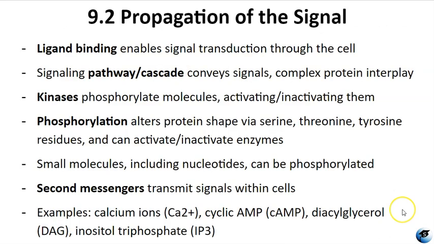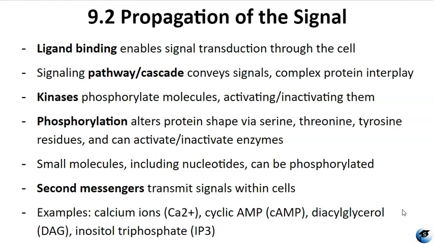Okay, so section 9.1 was discussing the individual molecules and receptors involved in cell signaling. Now let's talk about propagation of the signal and the steps involved in that. So we know that when a ligand binds to a receptor, it initiates signal transduction through intricate networks known as signaling pathways or cascades.